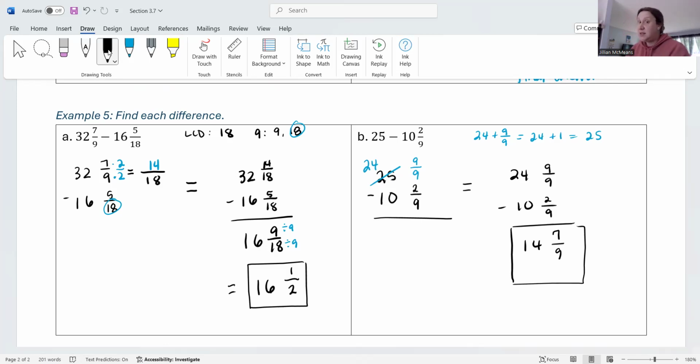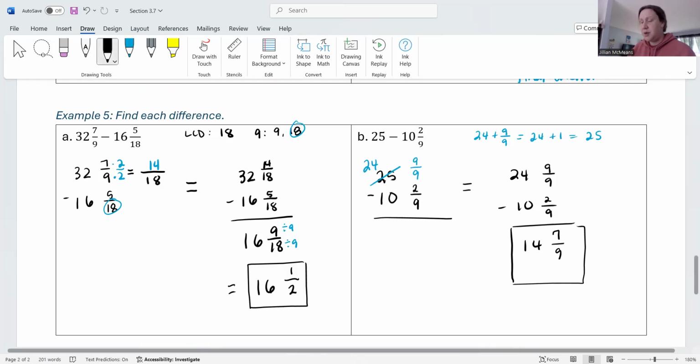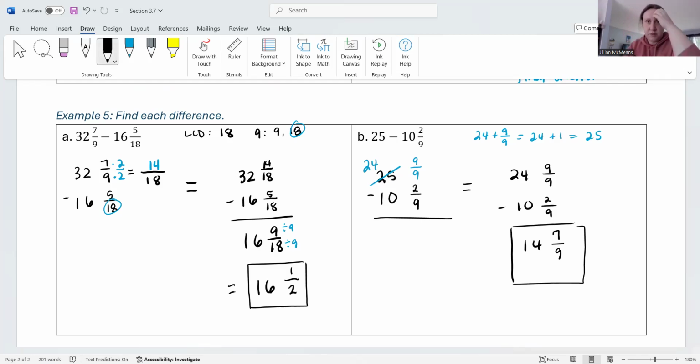So there you have it. That's an easy example of borrowing. Maybe, I don't know, we've got a word problem coming up. Maybe it has a more difficult example.